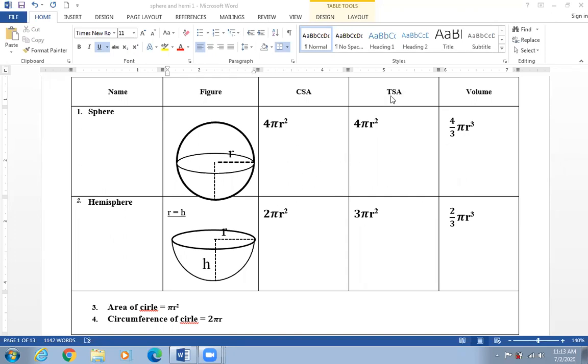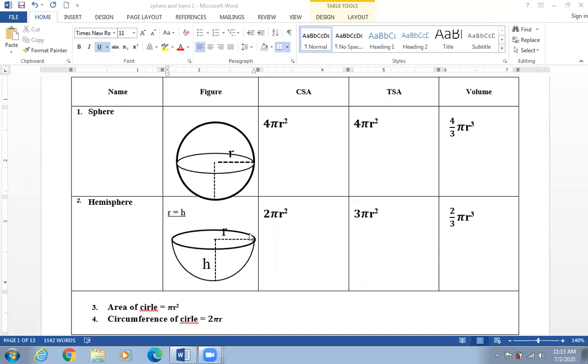Okay, but in case of TSA, what is going to be the formula of hemisphere? It's not going to be 2 pi r square. Okay, so it is going to be 3 pi r square. Why 3 pi r square? Because we have learned in the cone chapter and cylinder chapter what TSA means. So let us go with CSA. CSA means the round figure is called CSA, and TSA means the round figure plus the upper figure also.